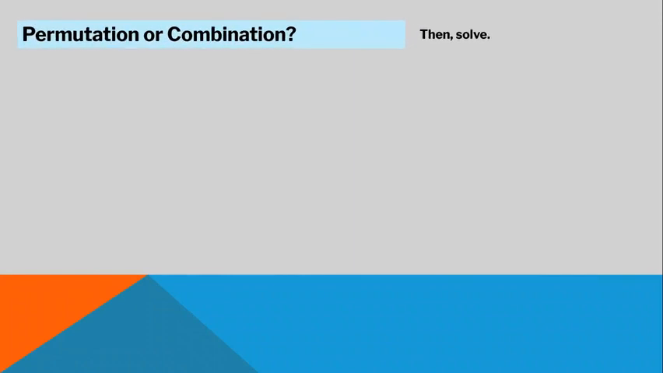Permutation or combination, and then solve. So there are a lot of these. I'm going to scroll through them, and if you'd like to pause and work it out on your own and check your answer, that'd be a great idea.